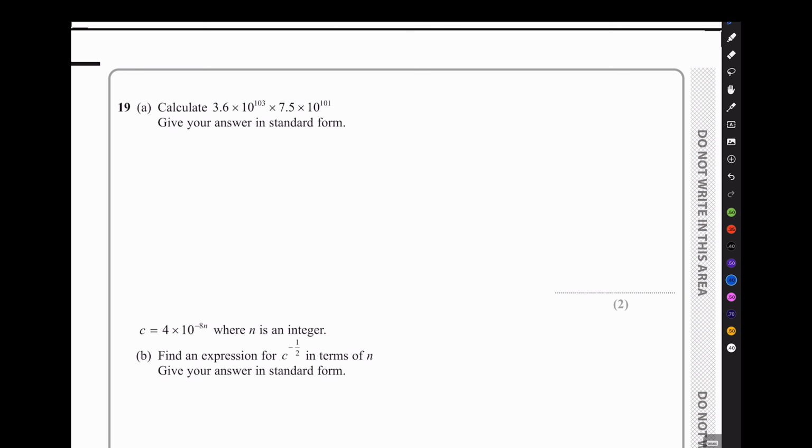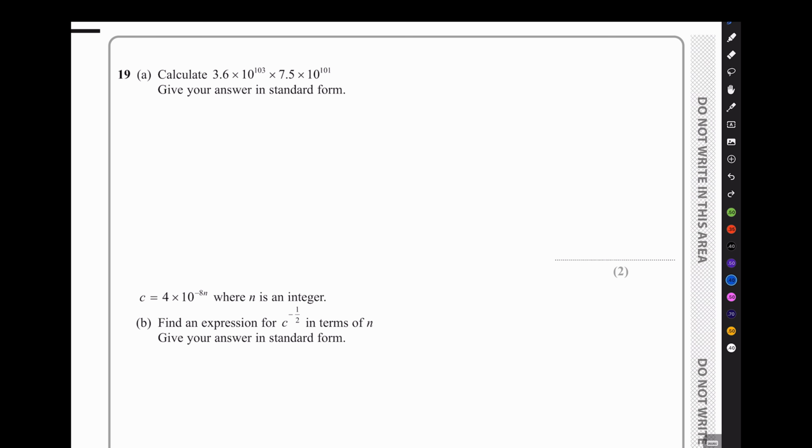Okay, moving on. Calculate this in standard form. What's standard form? Standard form is basically something times 10 to the power something, and this something has to be between 1 and 9.99999. So how do I calculate?